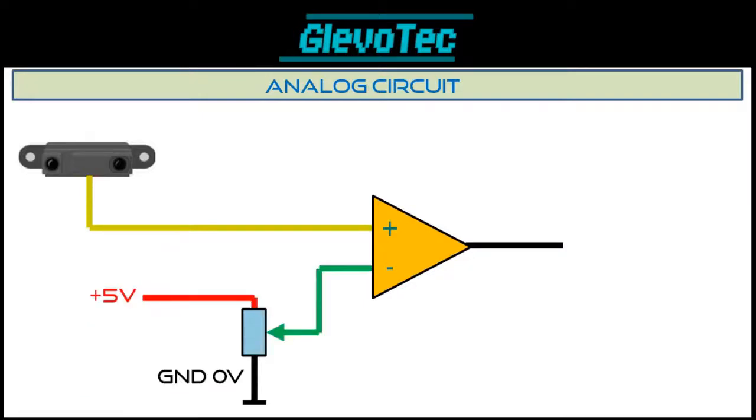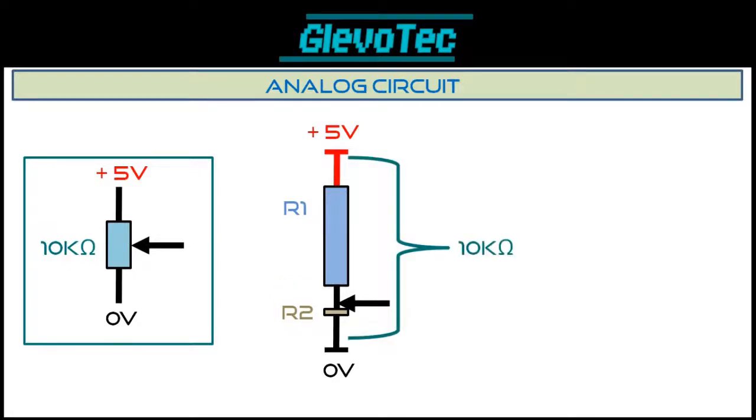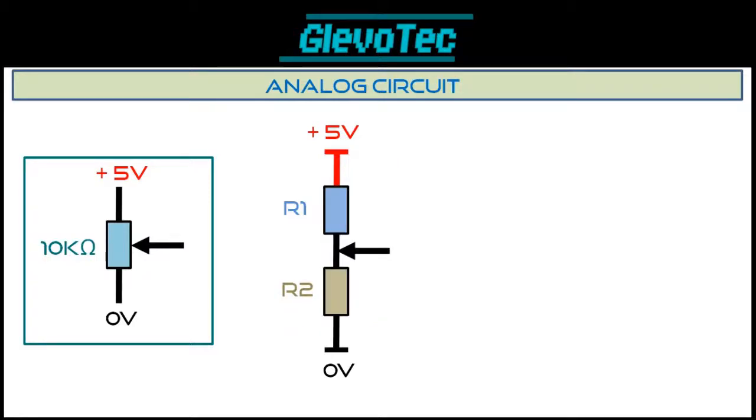When we connect it like this, we have created a variable voltage divider. It's nothing more than a resistor that we can adjust the middle point of. We use a 10 kilo ohm potentiometer. You can think of it as two resistors in series, R1 and R2. The value of those resistors change as we move the dial, but the total will always be the 10 kilo ohms. If we supply a voltage, the voltage will divide itself over the two resistors.